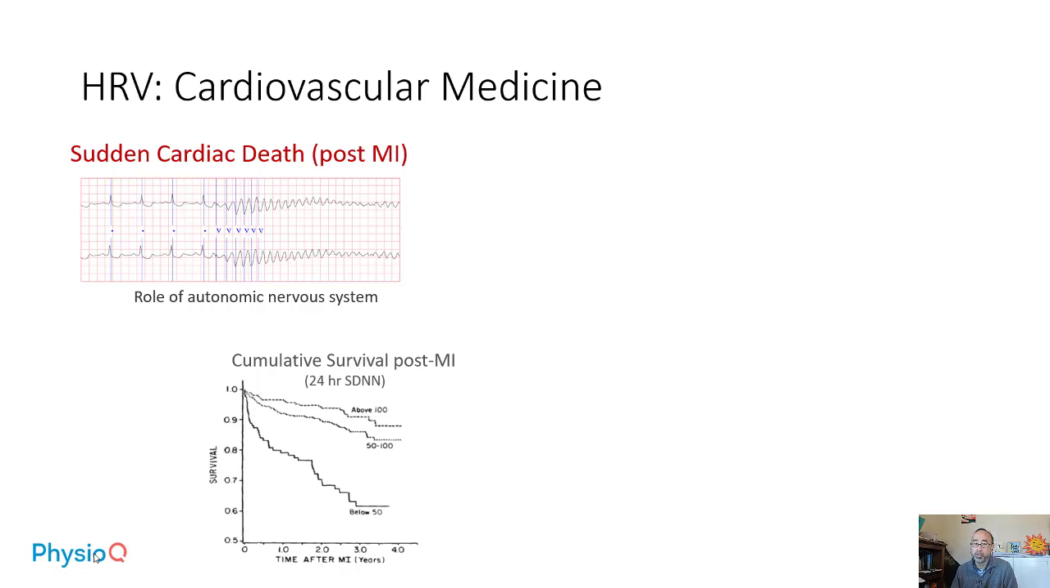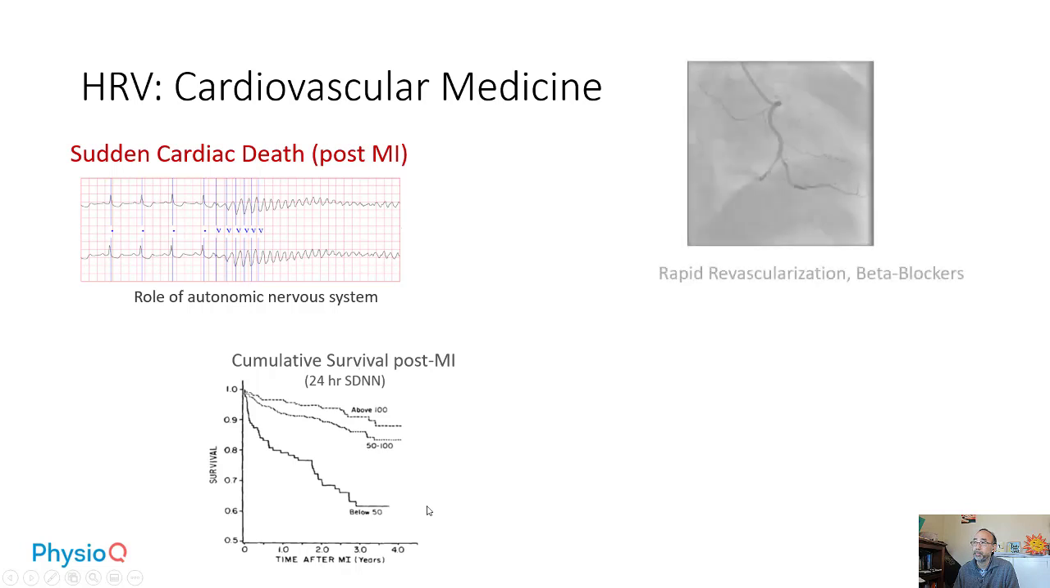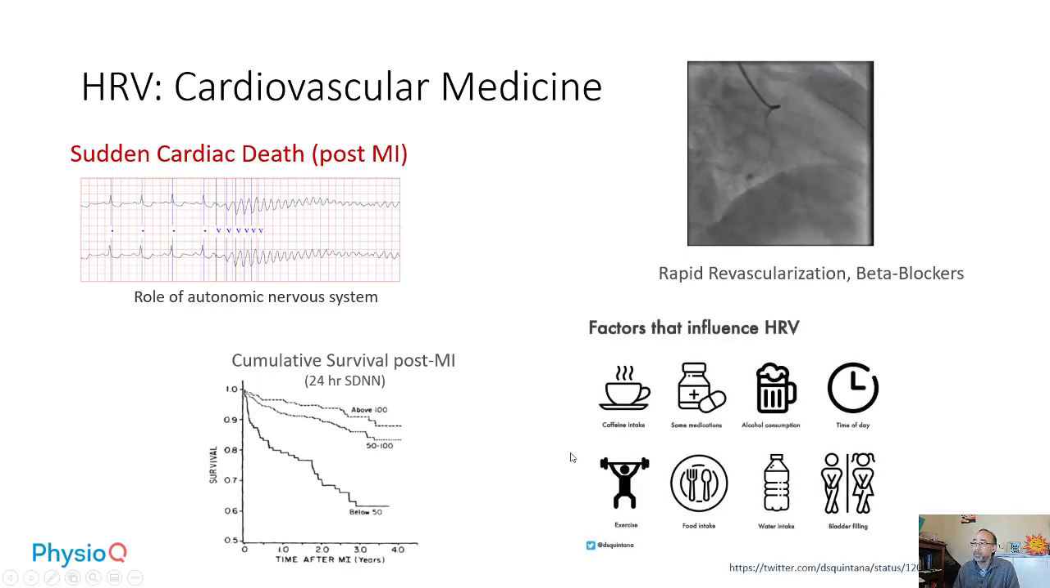And in fact, HRV showed great promise as individuals with lower HRV had markedly higher mortality. But with the advent of rapid revascularization and beta blockers, HRV became relatively obsolete. Plus, it was messy. It is confounded by multiple factors, as I had mentioned in part 2 of this series.